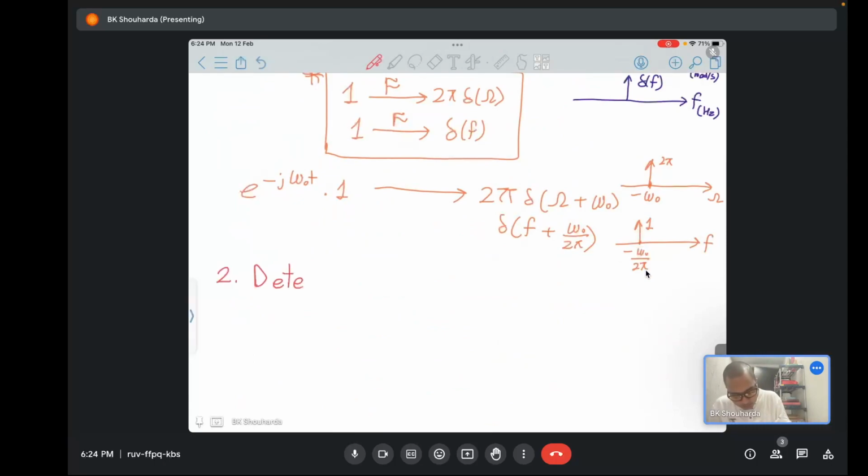Determine the frequency spectrum of sine omega naught t. Okay, so it is just an extension of what we have done just now. What do we do?